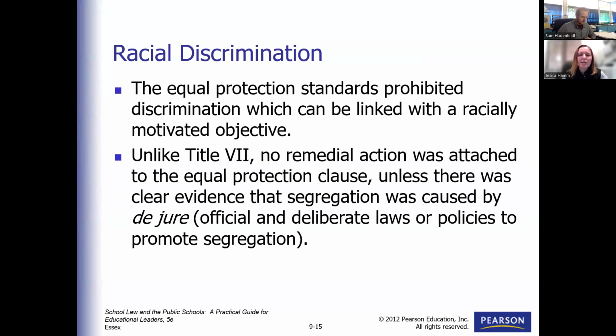So racial discrimination, the equal protection standards prohibited discrimination, which can be linked with a racially motivated objective. Unlike Title VII, no remedial action was attached to the Equal Protection Clause unless there was clear evidence that segregation was caused by de jure, official, and deliberate laws or policies to promote segregation. And in the book, they talk about quite a few cases where this is the case.